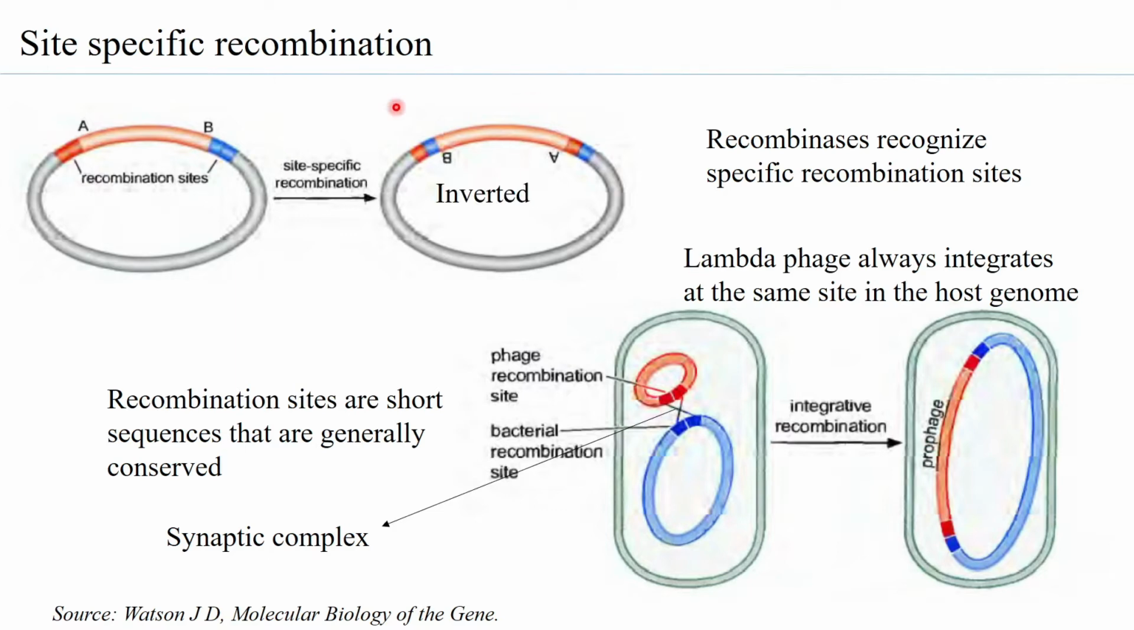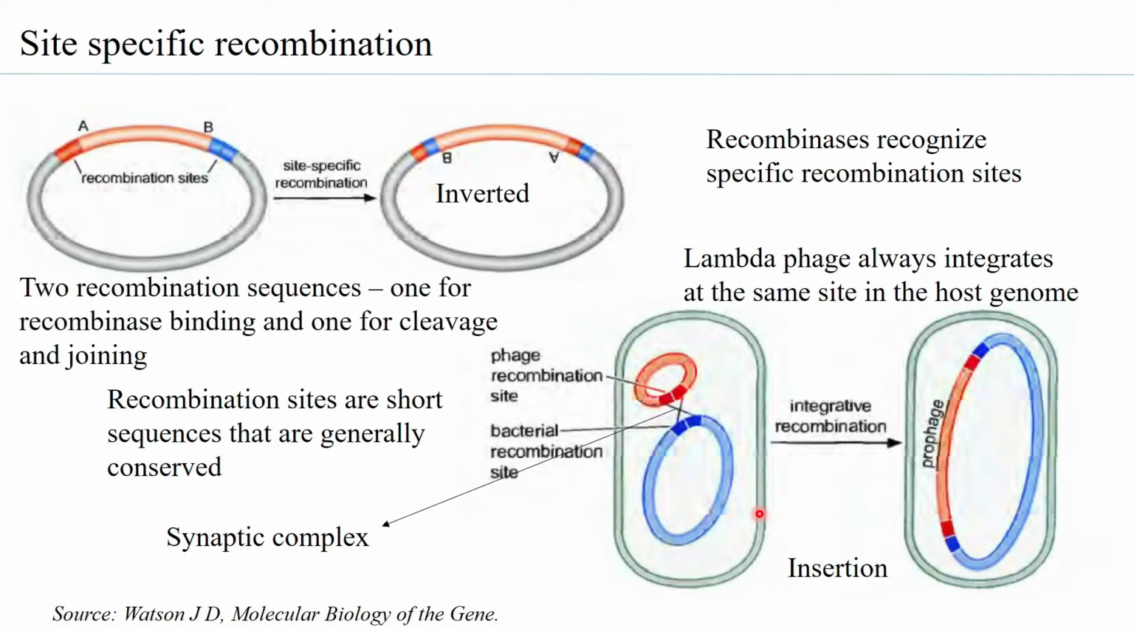So here what you observed was inversion. The rearrangement is such that an existing gene is simply inverted, and in this case what is observed is clearly insertion. That means an exogenous DNA has got inserted in another DNA. Two recombination sequences are always present. You can see here there are two, here there are two. Here there is one pair and here there is a second pair.